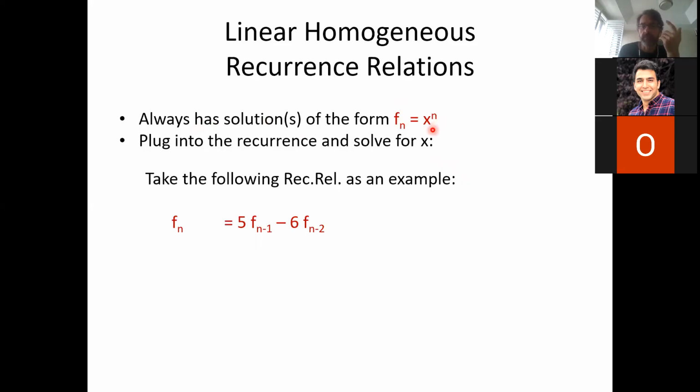Fn is x to the n for some x. The proper way to read this is that such functions will be solutions, and they are necessary to derive all the other solutions, and all the other solutions are linear functions of these. Okay, so this will become clearer as we go. So let's start. Let's plug in x to the n and see what happens.